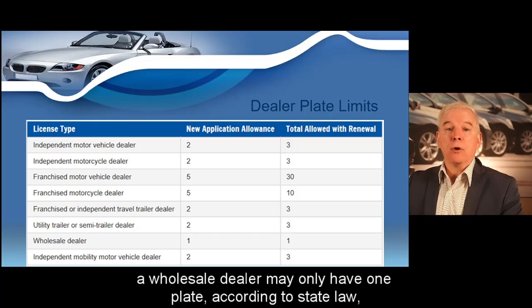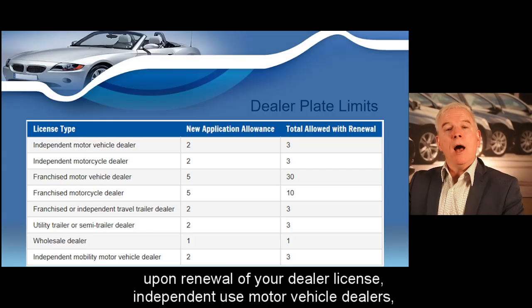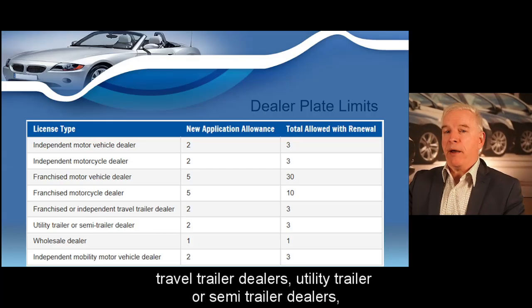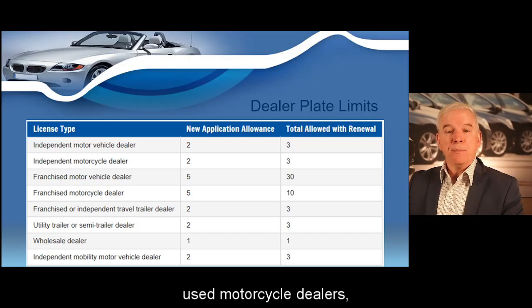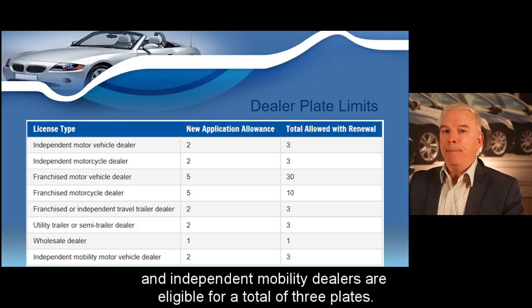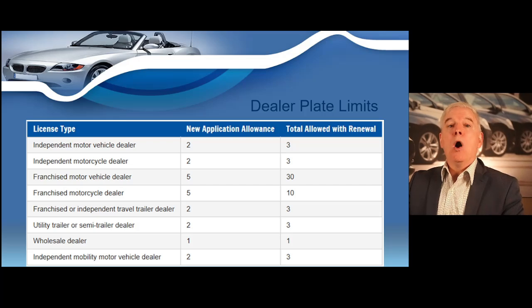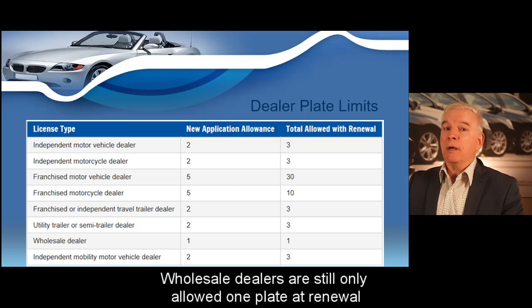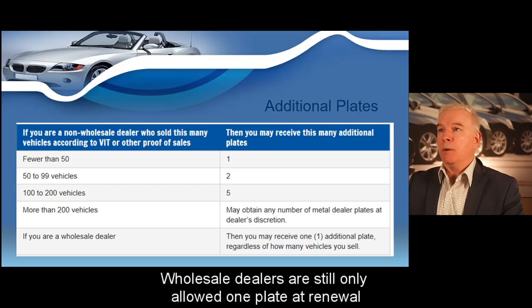A wholesale dealer may only have 1 plate according to state law. Upon renewal of your dealer license, independent used motor vehicle dealers, travel trailer dealers, utility trailer or semi-trailer dealers, used motorcycle dealers, and independent mobility dealers are eligible for a total of 3 plates. Wholesale dealers are still only allowed 1 plate at renewal.